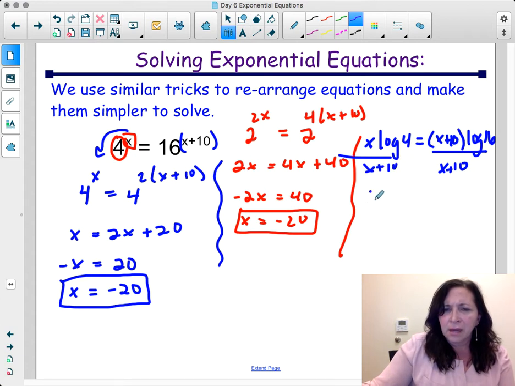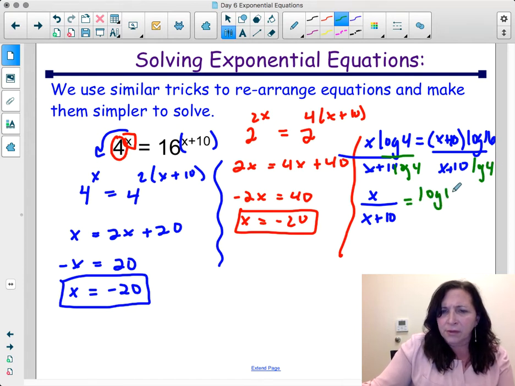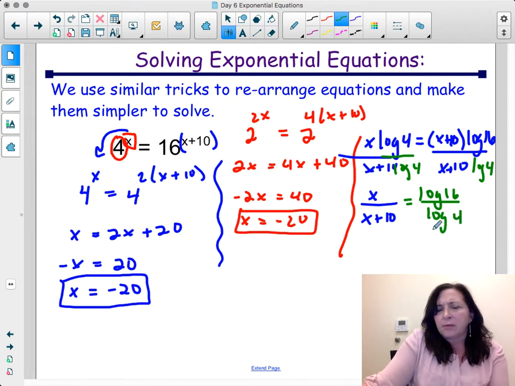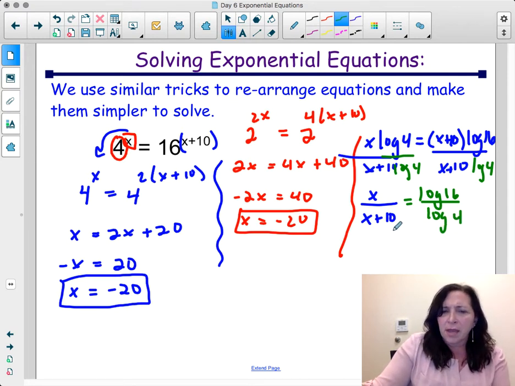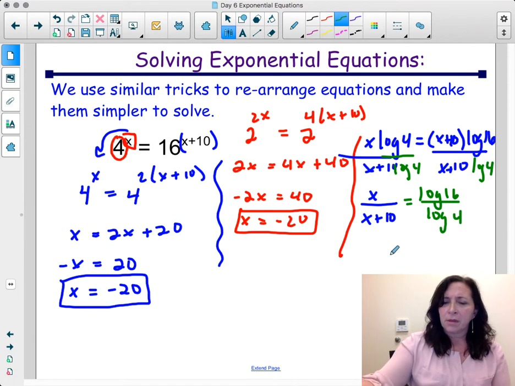And I would get x divided by x plus 10. And then on this side, I would actually be dividing by log of 4. And then on the right side, I would have log 16 divided by log of 4. And then I would just start cross multiplying. And my guess is that this becomes negative 2. And then that means I'm going to be multiplying those across.